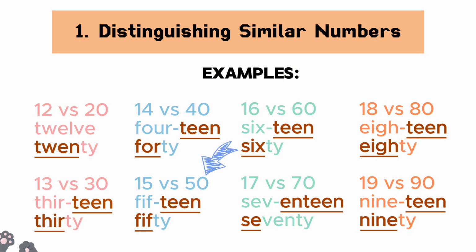14, 40, 15, 50, 16, 60, 17, 70, 18, 80, 19, 90. Notice how the words with teen stress the second syllable, while the ty words stress the first syllable. Let's practice saying these pairs together: 14, 40, 15, 50, 16, 60, 17, 70, 18, 80, 19, 90.